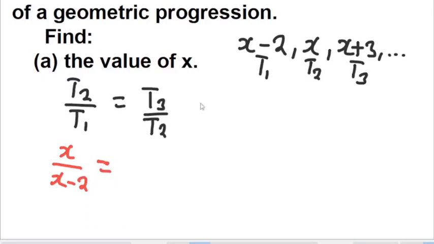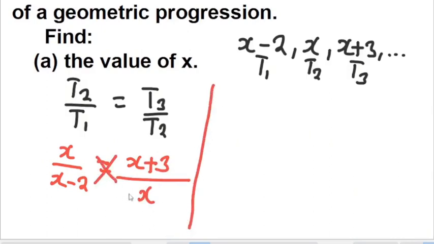So our term 3 is x plus 3, over our term 2 which is x, like this. So from this stage, we are going to cross multiply. When we cross multiply x times x, we are going to have x squared equal to x minus 2 times x plus 3.